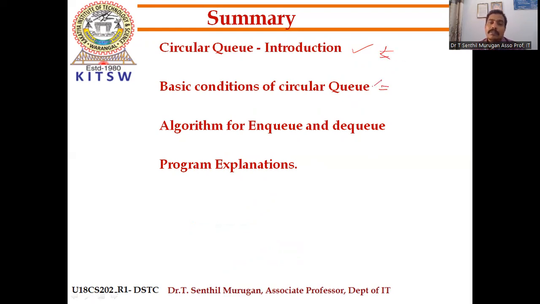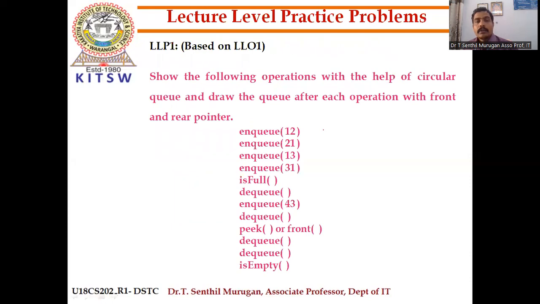What conditions do we have to use for a circular queue? We check whether it is full or empty, and whether the front pointer is pointing to the last location or not. Like that, we checked the conditions, which we discussed. Next, both algorithms we discussed, and finally with the program we explained all the concepts of circular queue. Okay, so now it is time for you. You have to write and show.